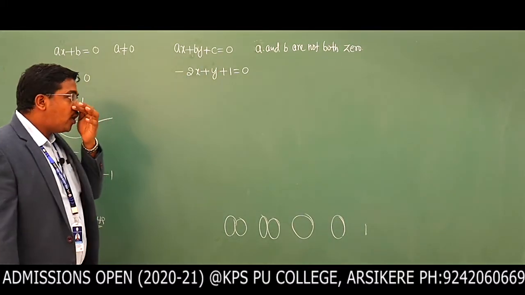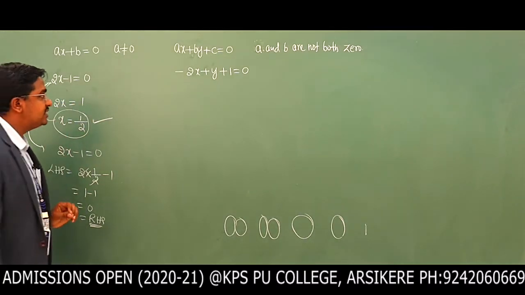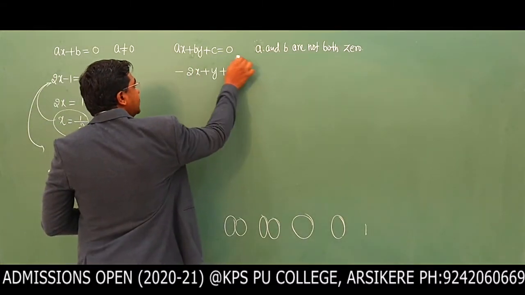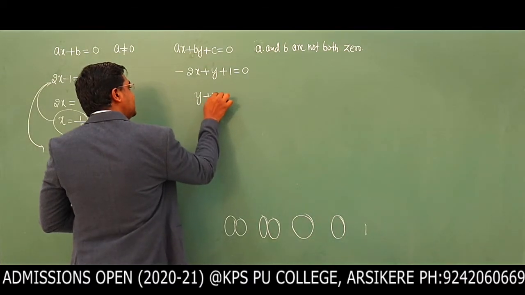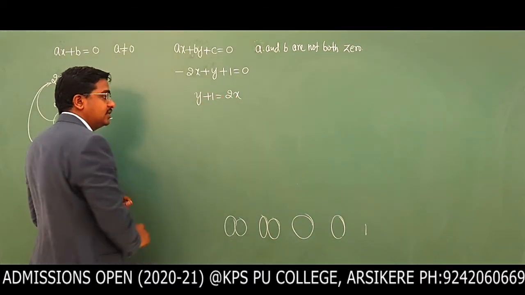So how to find the solution here? I will simplify this. Take minus 2x to the right hand side. So y plus 1 is equal to plus 2x when it comes to the right hand side.